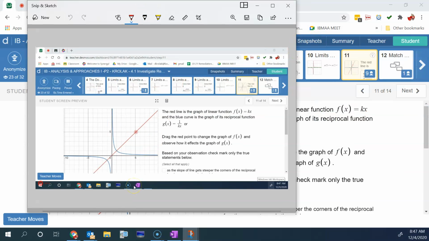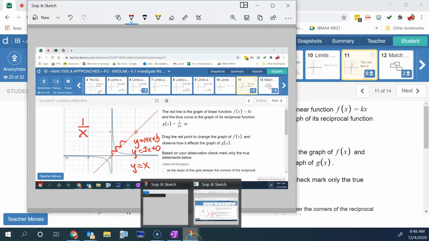If you look at what I had there, the slope of this line right now is 1 up, 1 right, 1 up, 1 right, 1 up, 1 right. So y equals mx plus b. m is 1, b is the y-intercept, so that's the equation y equals x. Then the blue graph is the graph 1 over x.